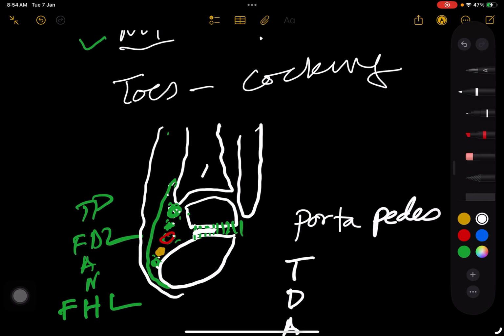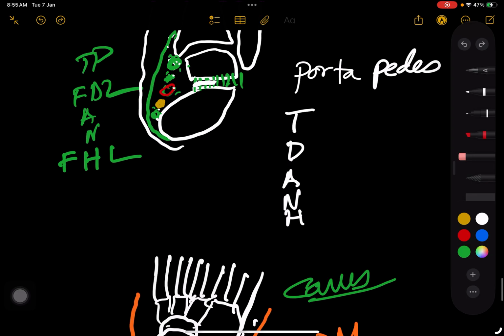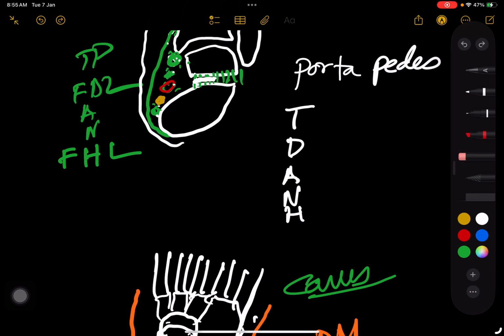This is the tibia, this is the talus, interosseous talocalcaneal ligament and calcaneum. This is the flexor retinaculum. In between you have the porta pedis. So you divide the flexor retinaculum, the tibialis posterior, the flexor digitorum longus, save the artery and nerve, divide the flexor hallucis longus, and divide the medial half of the interosseous talocalcaneal ligament. So what are the structures in the porta pedis?